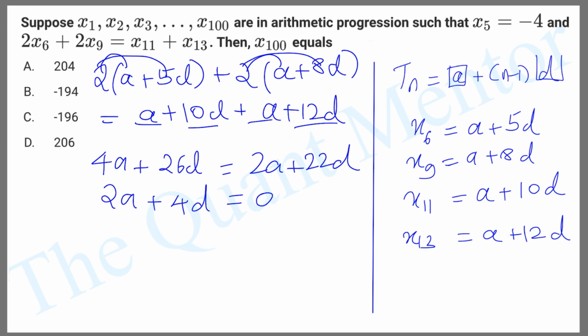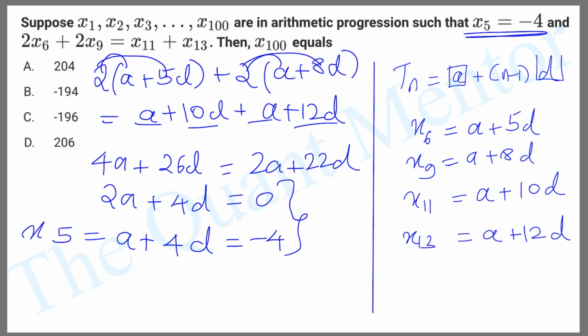And guys, we have also been given the fifth term of the AP is minus 4, and x5 will also be equal to a plus 4d, and this has been given as minus 4. Now when I subtract these two equations, 2a minus a will give me a, 4d minus 4d will become 0, is equal to 0 minus minus 4, that is 4. I'll get the value of a as 4.